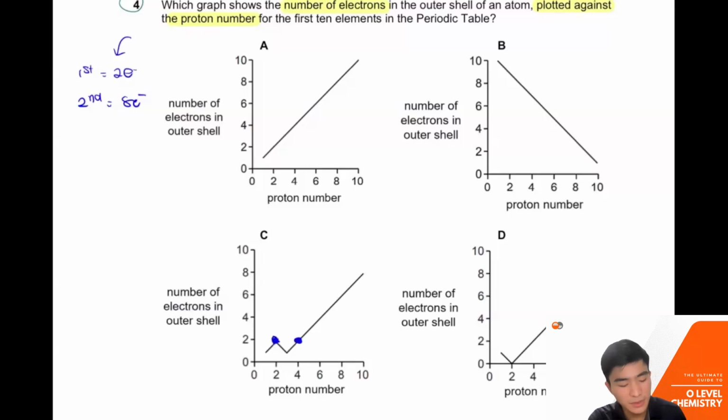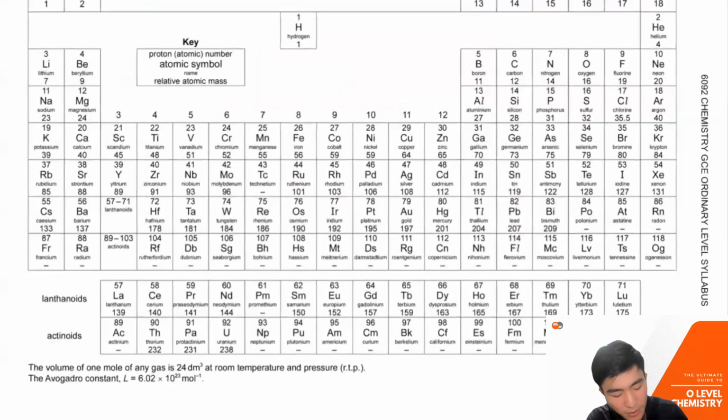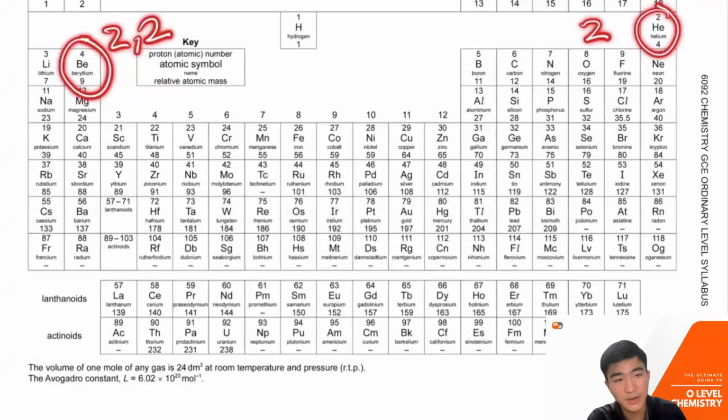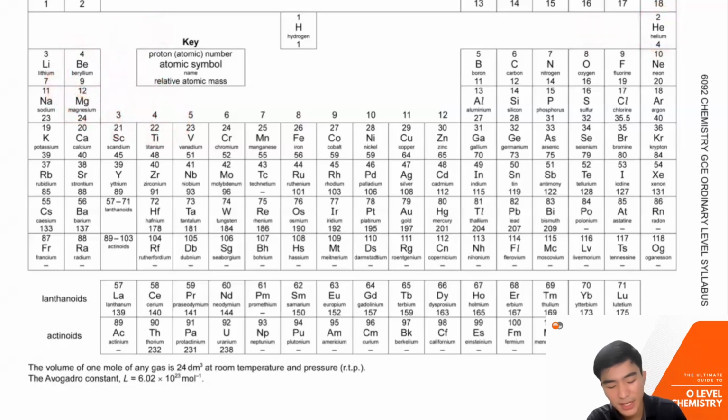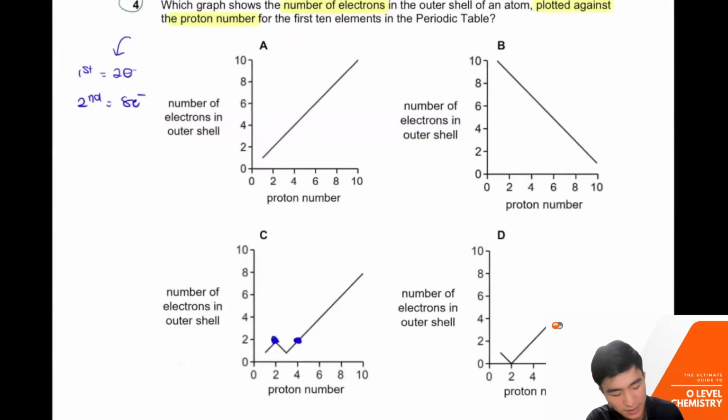If you don't believe me, look at the periodic table. Proton number 2 is 2. This one will be 2, 2, and lithium will be 2, 1, so there's only 1 valence electron. So for this question, option C is correct because, for example, lithium, with proton number 3, only has one valence electron. Students need to be able to recognize this kind of pattern.